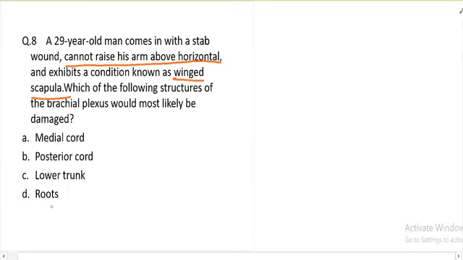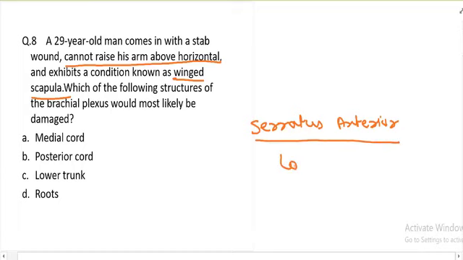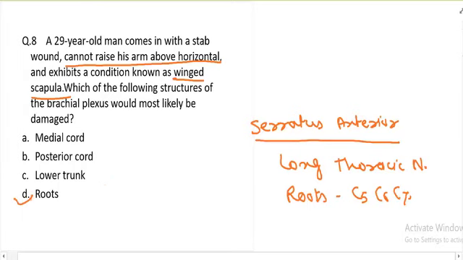Now you see, winged scapula is because of paralysis of the serratus anterior muscle. Serratus anterior is supplied by the long thoracic nerve. Long thoracic nerve comes from the roots, C5, C6 and C7. So the correct answer will be roots here.